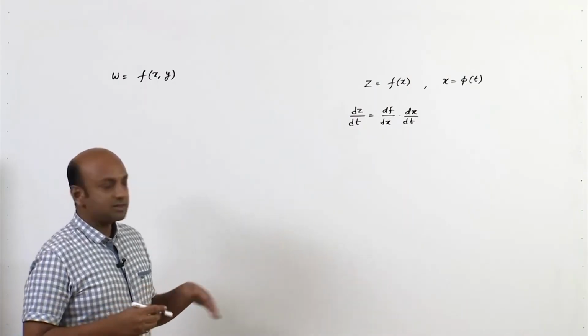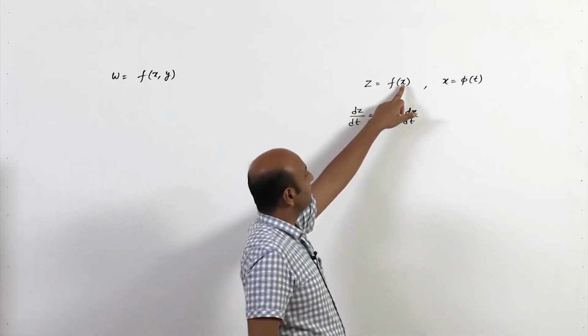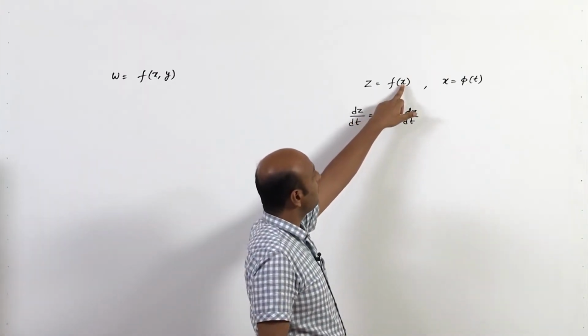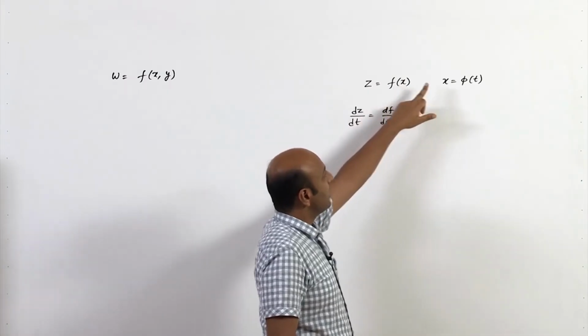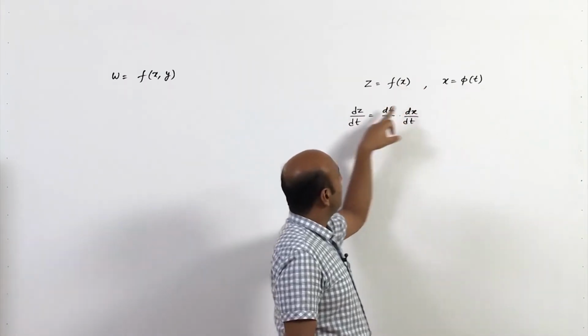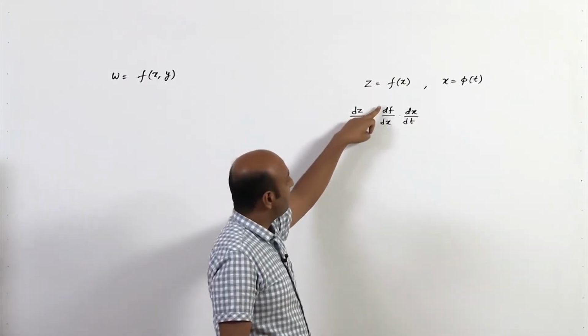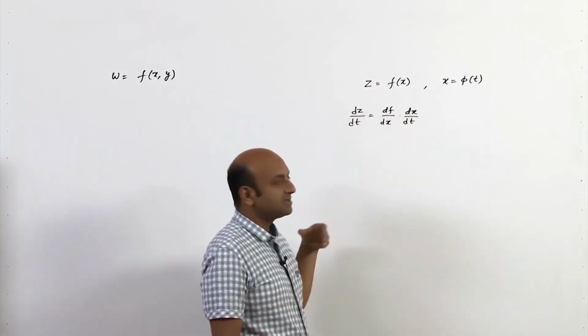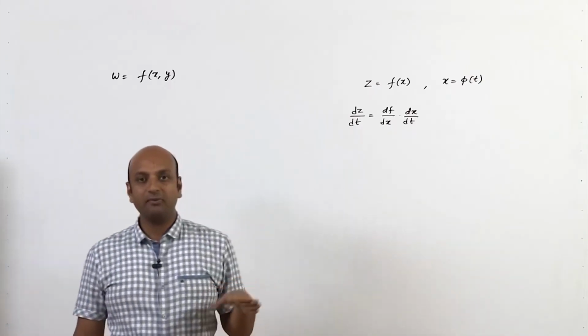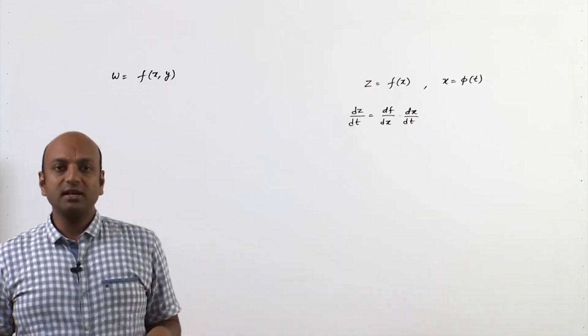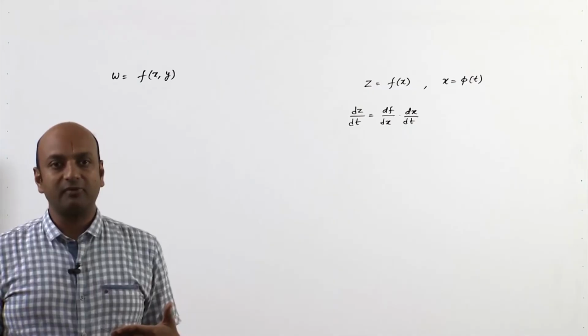This is for a single variable function. If we have a function of only one variable x, where x is a function of t, then dz by dt or df by dt is nothing but df by dx into dx by dt. This is the chain rule for a single variable function. Now we extend the same rule to several variable functions.